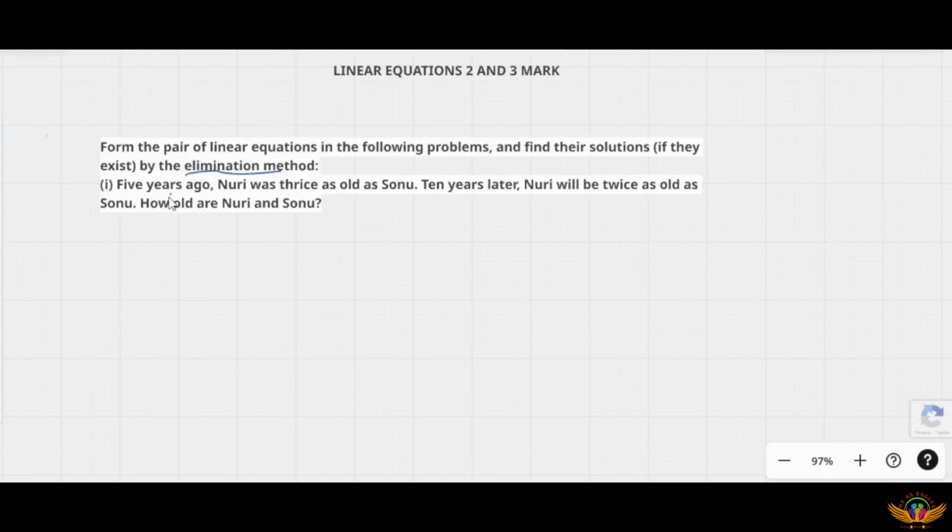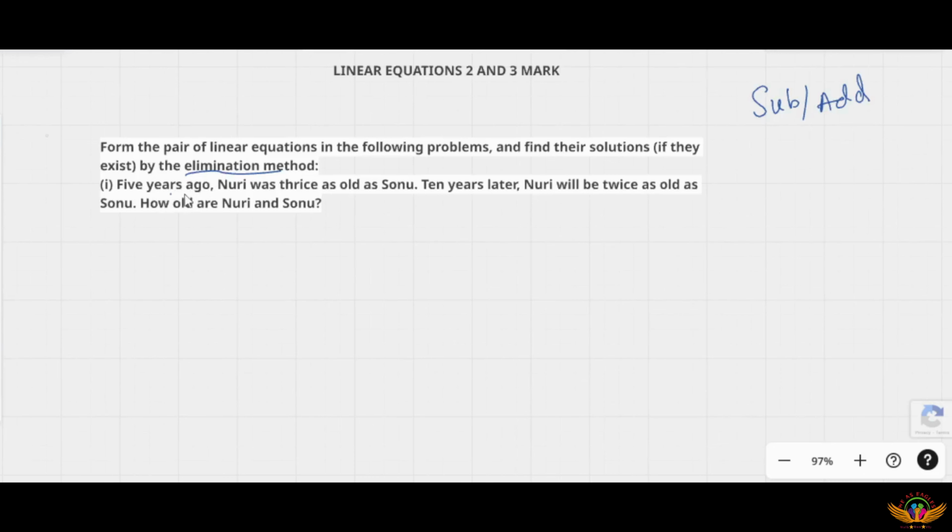See here they didn't give us the direct equations. They will be giving some information and from this information we have to derive the equations, and through those equations we have to find out the x and y values by the elimination method. So the elimination method is all about subtracting or adding the equations. Subtract or add the equations and find out the values of x and y. Let us see what is the first question.